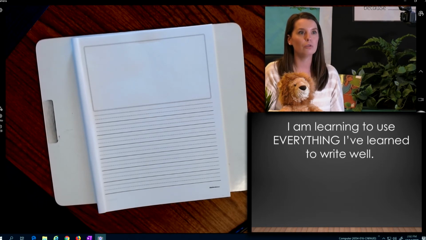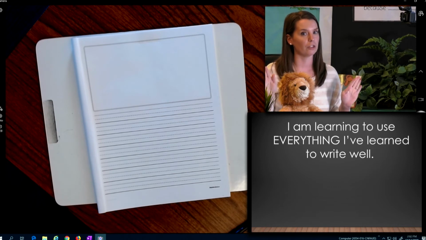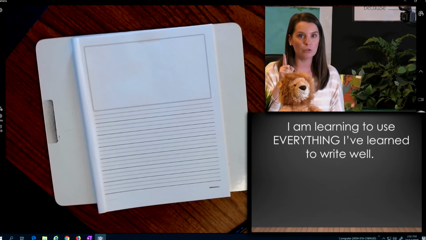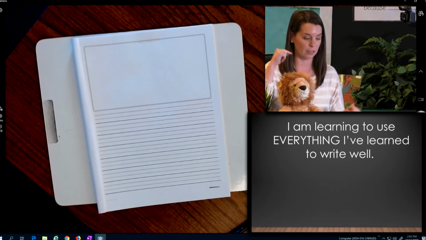Make sure you use everything that you've learned to write well. Uppercase, lowercase letters. Make sure you use your snap words. Make sure you use the rules of the silent E to help you. Also make sure that you have punctuation at the end of your sentence. Okay, let's say the sentence together. We are on the case of the silent E. Let's go.